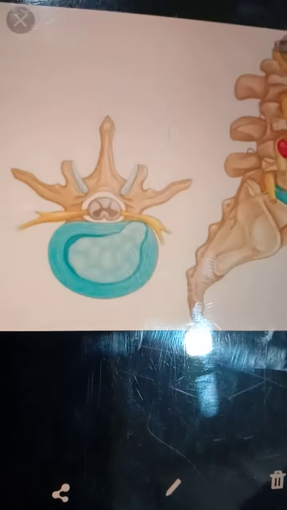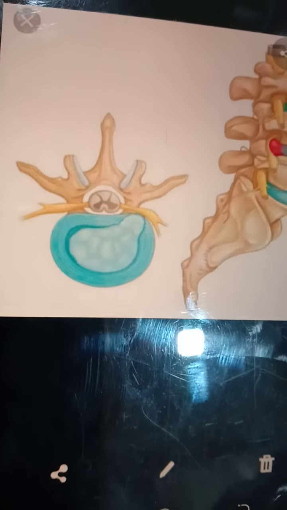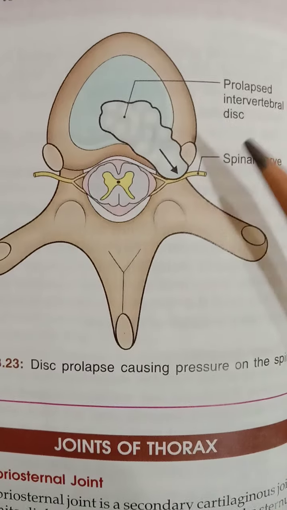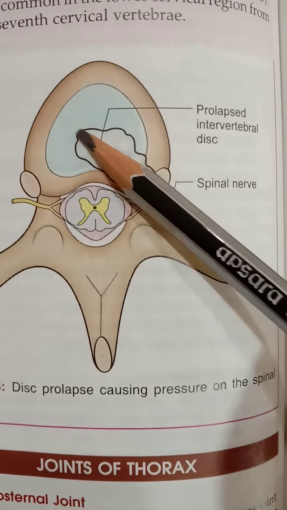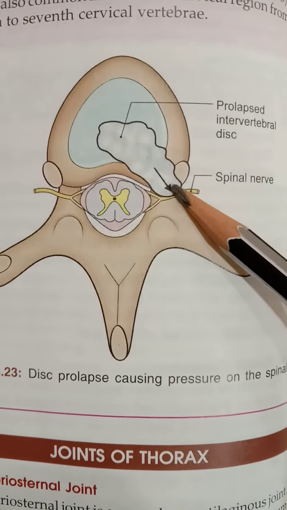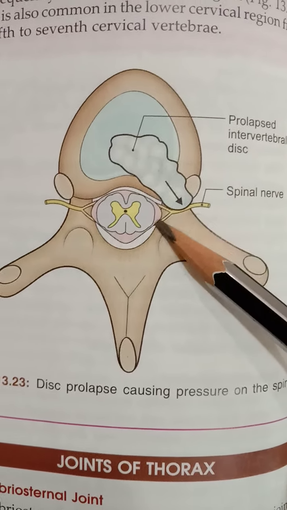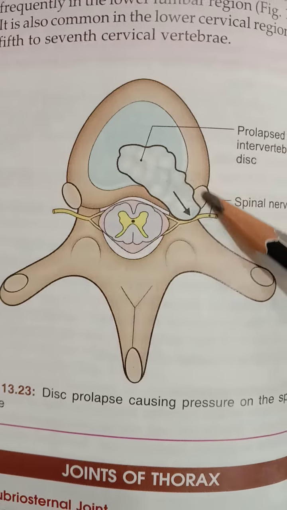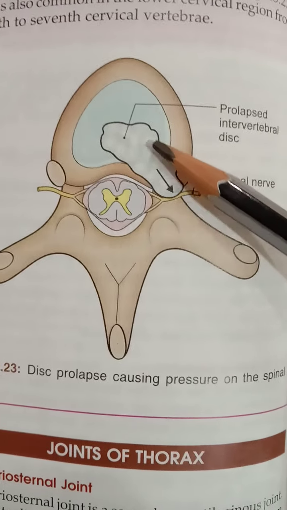This spreading of the nucleus pulposus puts pressure on the nerve root, and this condition is called disc prolapse. The second clinical point: here you can see the nucleus pulposus spread. This is the clinical condition called prolapse of the disc. In this, pressure is put on the nerve root, and because of it pain can occur along the course of the nerve. It very commonly occurs in the sciatic nerve, and that is called sciatica.